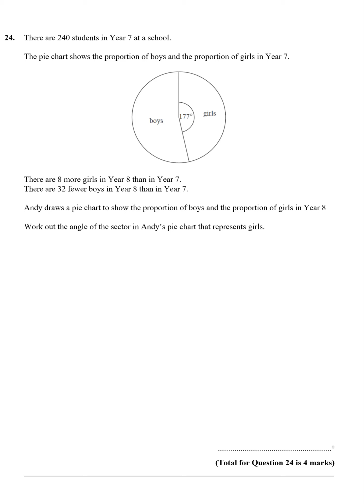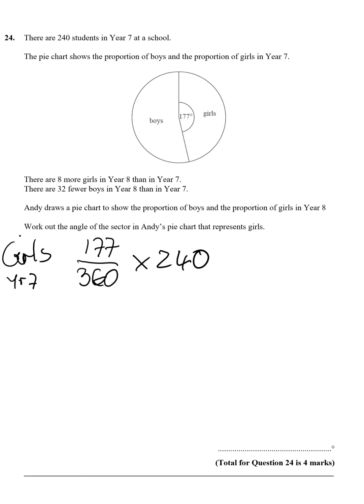Right, okay, so firstly, we have 177 out of 360. So we're going to work out how many girls in Year 7, basically. So 177 out of 360 times 240 will give us 118. So there's 118 girls, and therefore the boys in Year 7 is going to be 240 minus 118, 122.